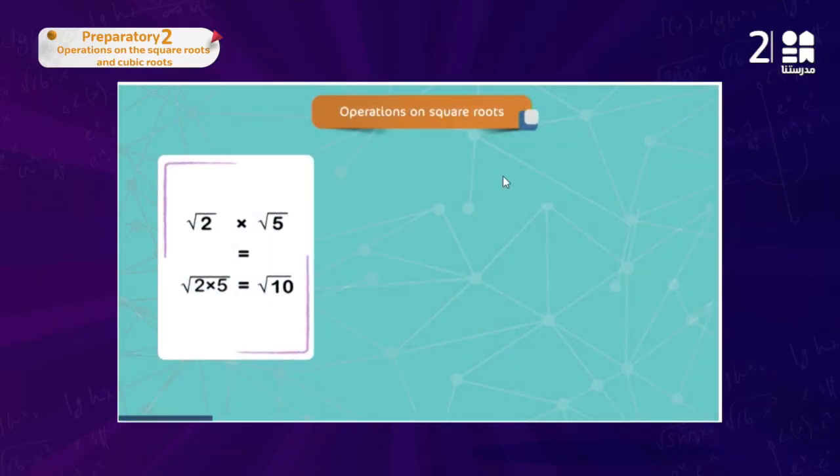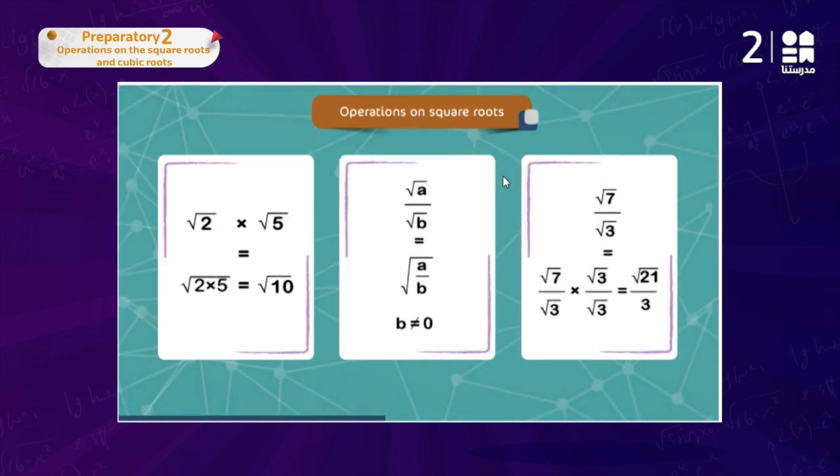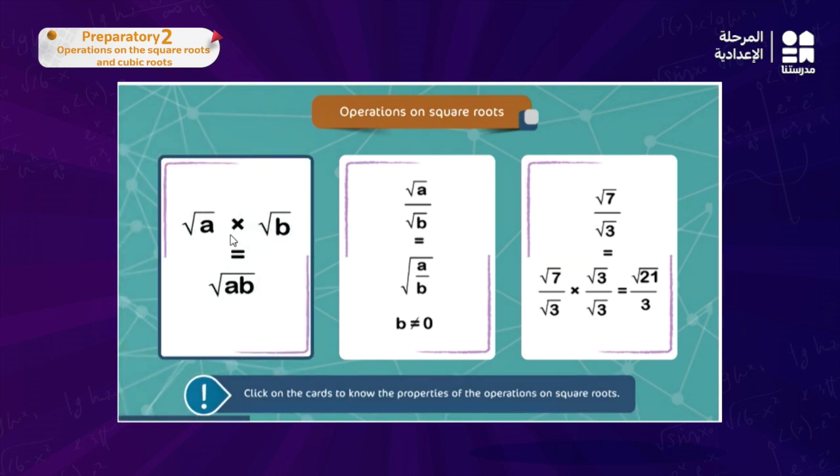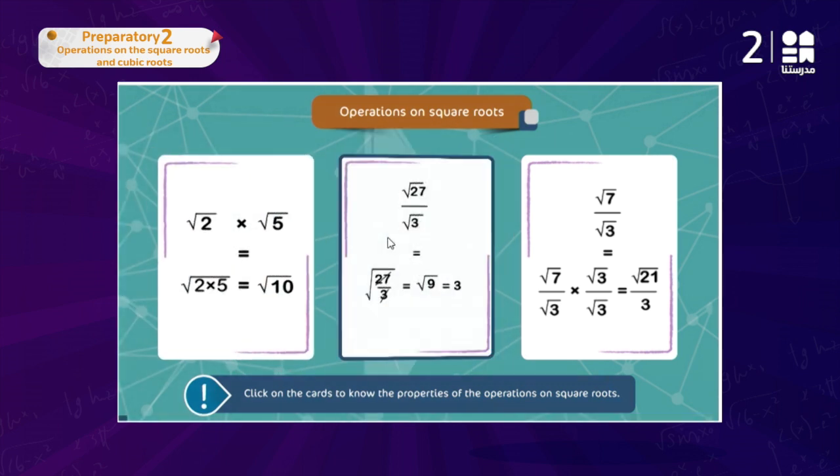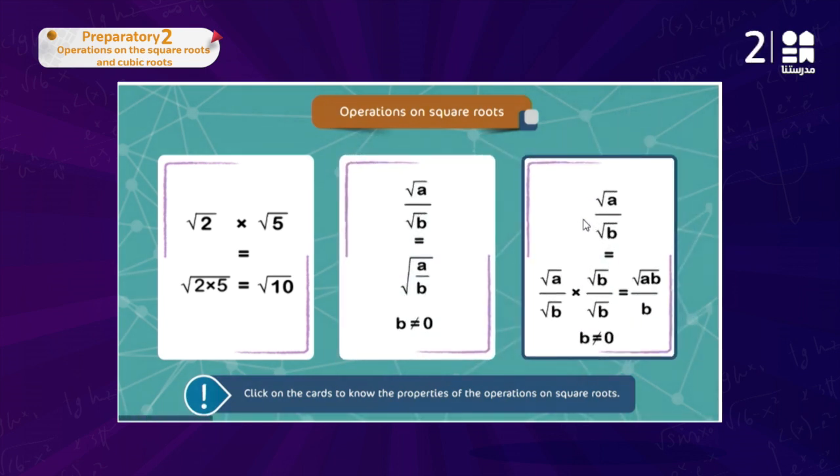Welcome. Previously we studied the properties of the operations on real numbers. Now let's recall some of the properties of these operations on square roots. Click each card to start. The result of two square roots of two numbers multiplied together is also the same if the numbers under the roots are multiplied first. Then we apply the square root to the result. The square root of a divided by the square root of b is equal to the square root of a over b. The only condition here is that b is not equal to 0. This property can be used to simplify fractions. An easy way to eliminate an irrational square root from the denominator of a fraction is to multiply this fraction by the square root of the denominator up and down.